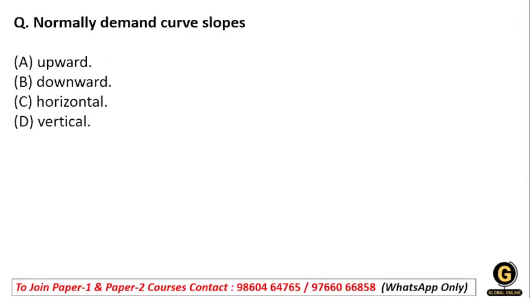Now move toward the next one, that is the normal demand curve slope. It is a simple question, but here I will discuss the causes of why our demand curve slopes downward. We know that the answer will be downward. Now what are the reasons behind the demand curve sloping downward? So first of all, it is due to the law of demand.